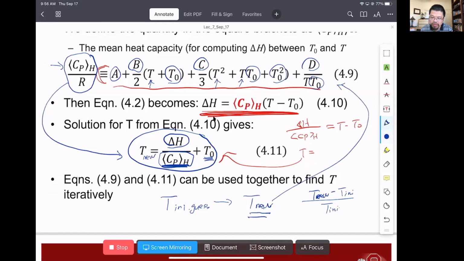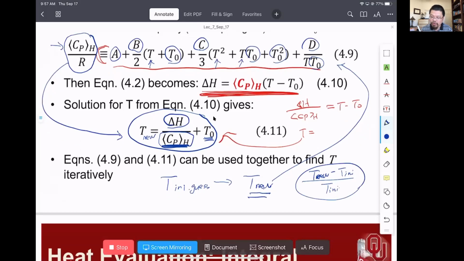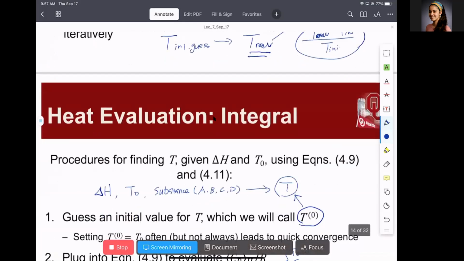If not, then we are going to use the new guess value, trying to put it back to the equation 4.9. So now again, ABCD are known to us. T naught is provided. Now we are going to use the just calculated new T final to run the iteration, right? So we are going to calculate the CP average, and we are going to put it back into equation 4.11. We are going to calculate another T final value and try to compare the change, and so on. So this is iteration only, until we are happy with the deviation. This is if we're doing it by hand, right? By hand or by computers, by software.